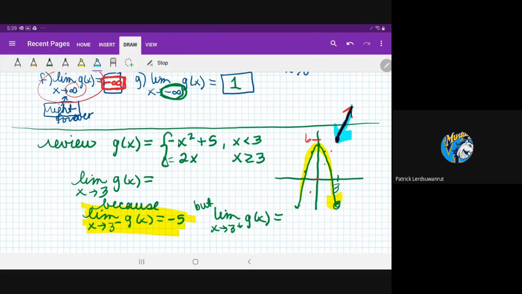But my blue highlighter, the limit from the right side, looks like it's 6. So the limit from the right side is 6. So if the y values don't match, this one's going this way, and this one's going this way, and they don't match. So what do you call it? Does not exist. You either write does not exist like that. That's the official way.